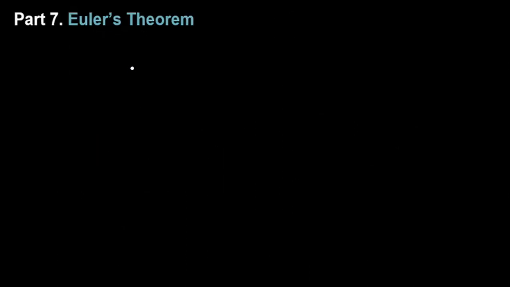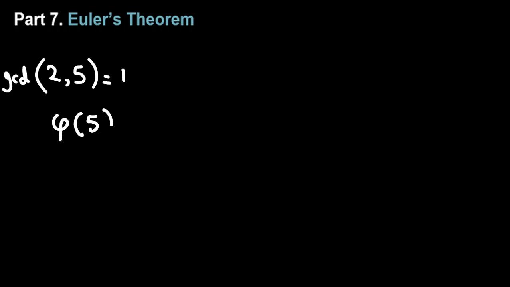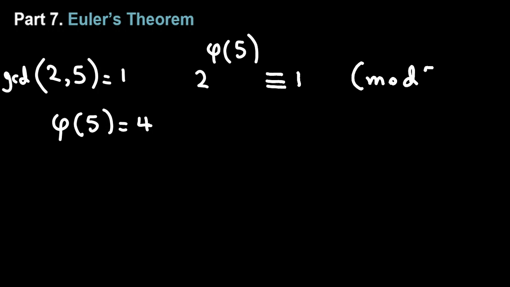Euler's theorem says what? Says, for example, suppose 2 and 5 are relatively prime numbers. Their GCD is 1. And phi of 5 from previous part is what? It is prime number, so you say 4. It is general theorem of Little Fermat's theorem. It says what? It says 2 to the power of phi of 5 is congruent to 1 mod 5. This theorem says this. So let's check.